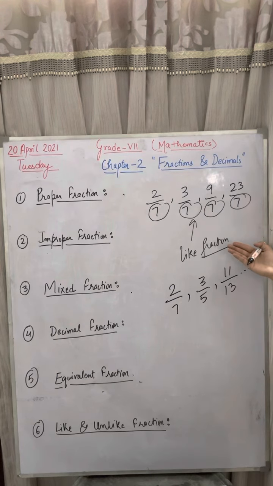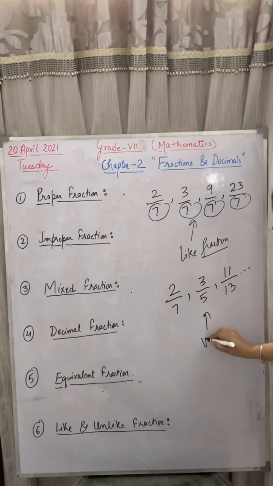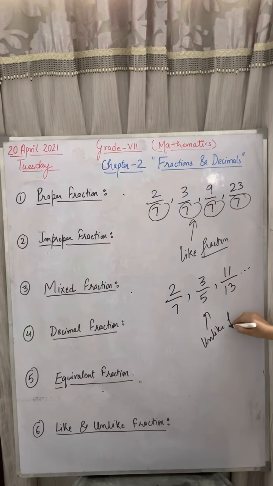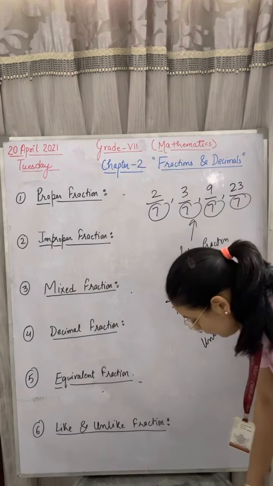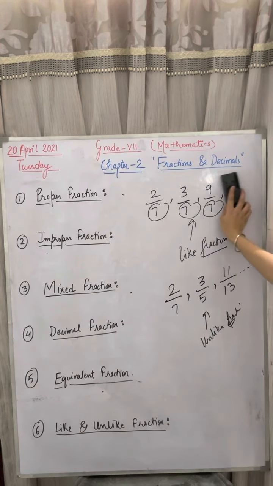When the numerator as well as the denominator are different, that is an unlike fraction. Keep this in mind: only the denominator will be the same in the case of like fractions, and the numerators will be different. Here both numerator and denominator will be different, and that will be an unlike fraction. Got it?